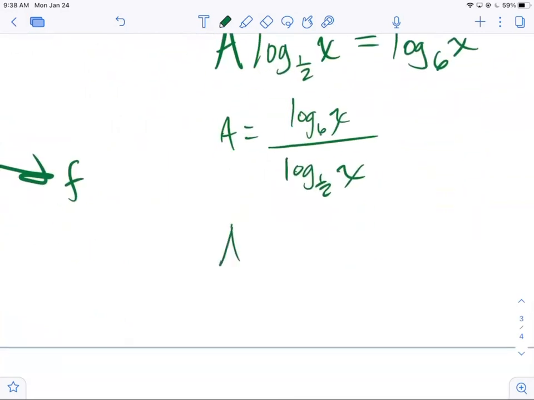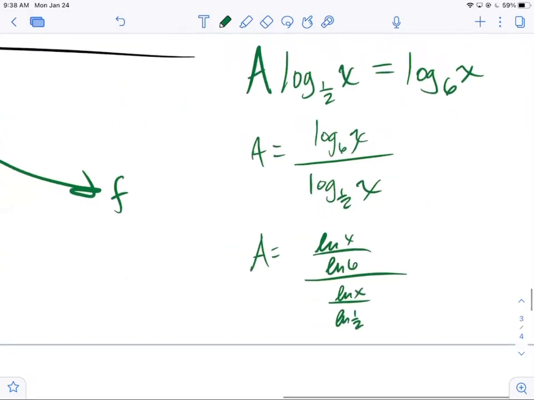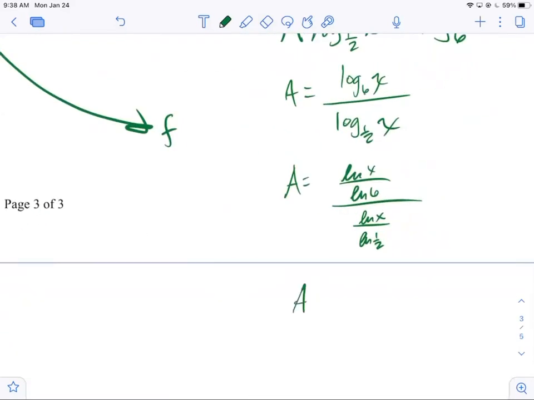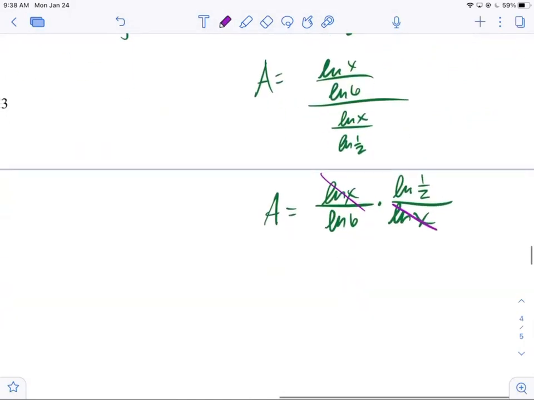And now let's use the change of base formula. It's the natural log of X over the natural log of 6, divided by the natural log of X over the natural log of 1/2. And then I'm going to keep, change, flip. Watch this. I have a complex fraction: the natural log of X over the natural log of 6 times the natural log of 1/2 over the natural log of X. And what happens with your natural log of X's? They divide out. So you get the natural log of 1/2 over the natural log of 6.